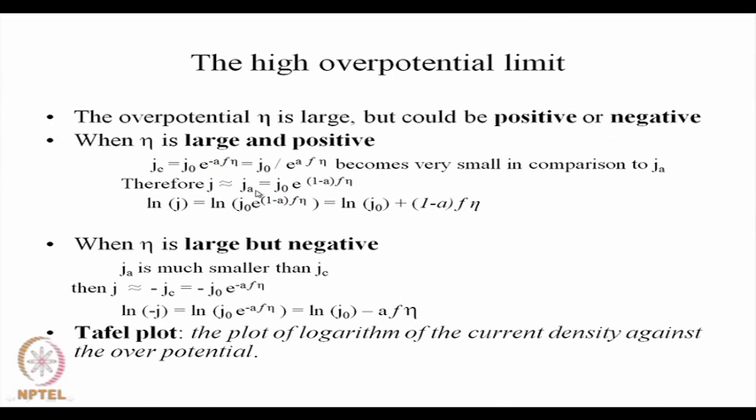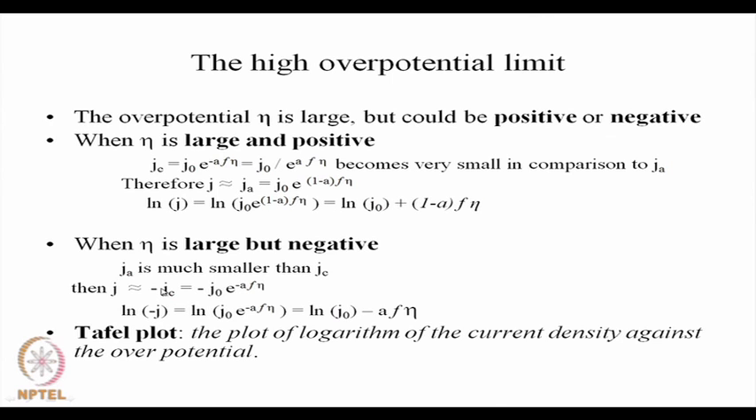Therefore, J is approximately equal to Ja, which is equal to J0 into e to the power (1 minus A) f eta. So, if you take ln on both the sides, you will be getting ln J is equal to ln J0 plus (1 minus A) f eta. Under that condition, initially when overpotential is low, there is a linear relationship between J and eta, but now it is a logarithmic dependence.